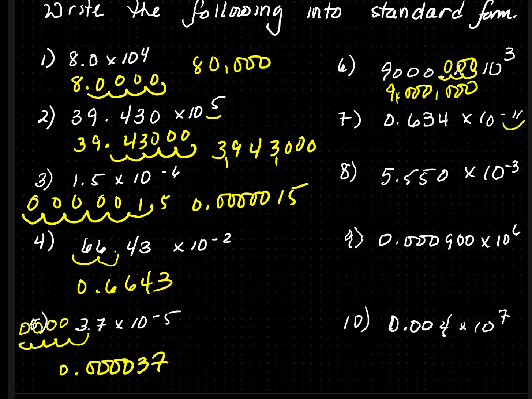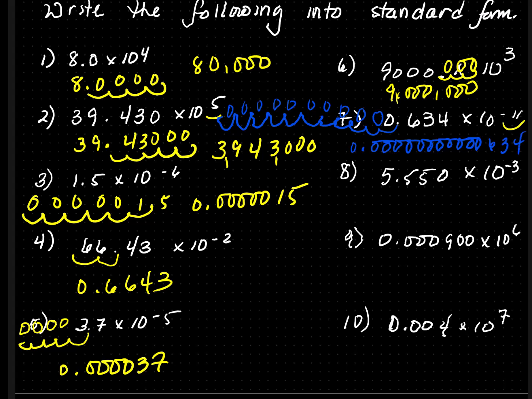On number 7, we have a negative exponent. A negative exponent tells you I need to have a smaller number, so I'm going to move to the left 11 times. 1, 2, 3, 4, 5, 6, 7, 8, 9, 10, 11. All these places will have zeros as placeholders. So we're going to clean it up and rewrite it. So it's going to be a point. It's going to have 11 zeros. 1, 2, 3, 4, 5, 6, 7, 8, 9, 10, 11. 6, 3, 4 is my final answer.